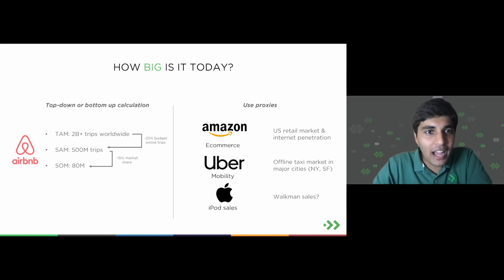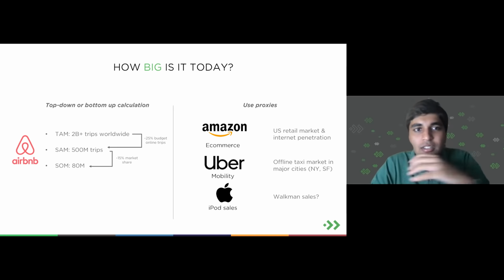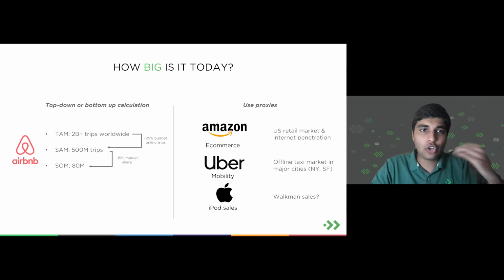When the iPod market was being estimated, again, it was a new product, a new category, but one proxy that was available was how many Walkman devices were being sold per annum. So you could do some math, and that's the top-down, bottom-up calculation, or you otherwise could use proxies for some of the markets.